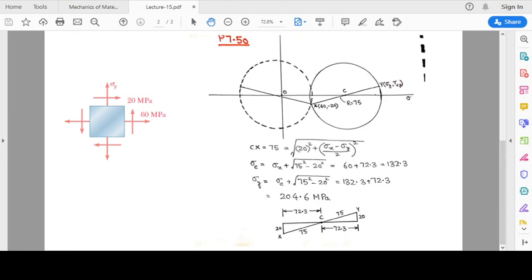In the next lecture, which is most likely going to be the last lecture for the course, we will probably solve another problem and look at the maximum shear stress from the three-dimensional perspective. That will conclude the course.